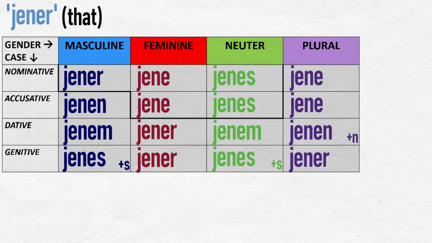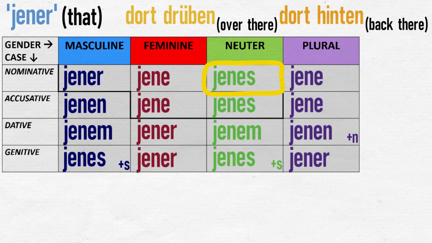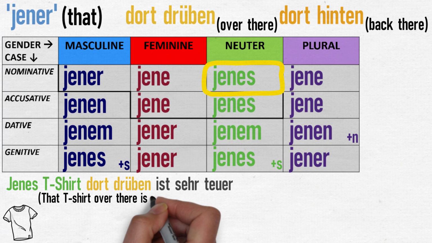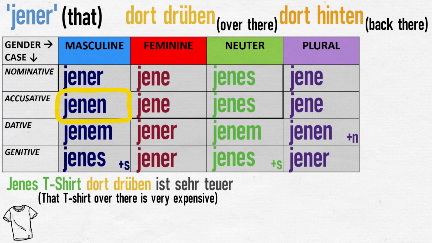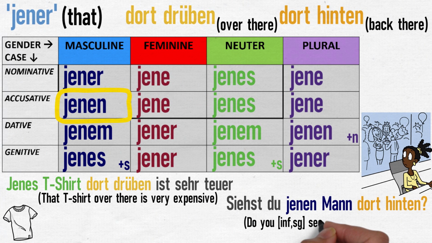And jener. You use this pronoun if the thing you're talking about is further away, and you can combine it with the phrase dort drüben, meaning over there, or dort hinten, meaning back there. Jenes T-Shirt dort drüben ist sehr teuer. That T-shirt over there is very expensive. Siehst du jenen Mann dort hinten? Do you, informal singular, see that man back there?